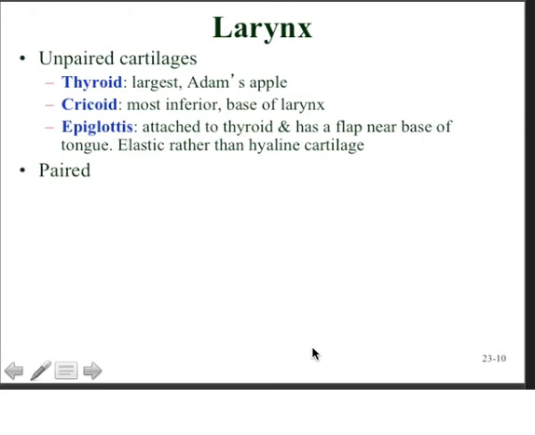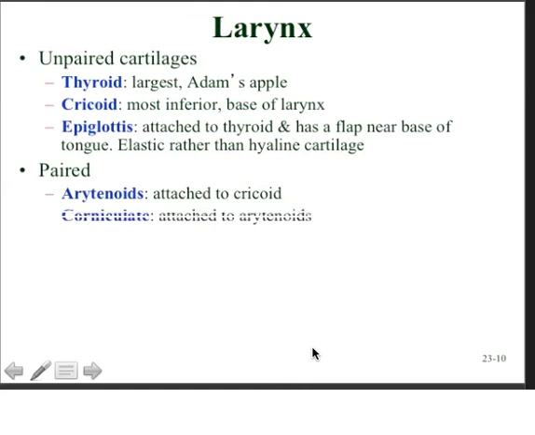There are some paired cartilages as well. The arytenoids, the corniculates, and the cuneiforms are essentially designed to change the tension in the vocal cords when you speak. The arytenoids are attached to the cricoid like a pair of little horns. The corniculates are attached to the arytenoids, and the cuneiforms are contained in the mucous membrane.